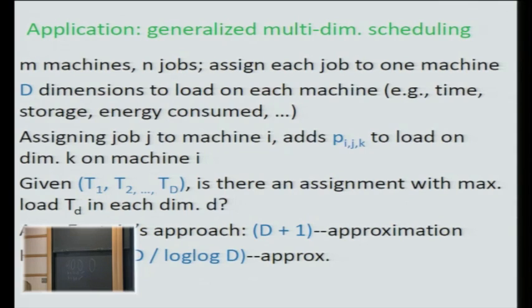This is Lenstra-Shmoys-Tardos from the late 1980s, right? So you have some n jobs, m machines. You want to assign every job to one machine. So you have the jobs, you have the machines, and if you assign job j to machine i, that imposes a load of p_ij on machine i, and the total load is additive, right? And you want to do an assignment that minimizes the max load, right? So for this, they give a 2-approximation, right?